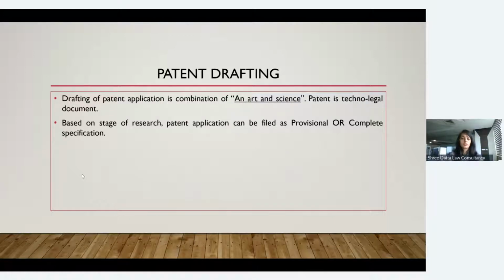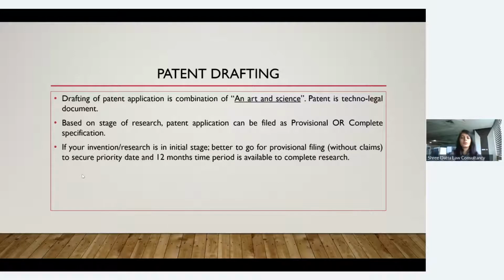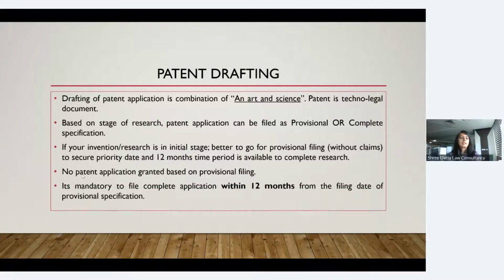Based on the stage of research, a patent application can be filed either as provisional or complete specification. If you are at a very ideation stage, then it's better to file the provisional application, that is without claims, and that secures the priority. And you have 12 months in between to complete your research and file the complete specification. No patent is granted based on the provisional filing. So after provisional, you have to file the complete specification. It is mandatory to file the complete specification within 12 months from the first filing date of the provisional.